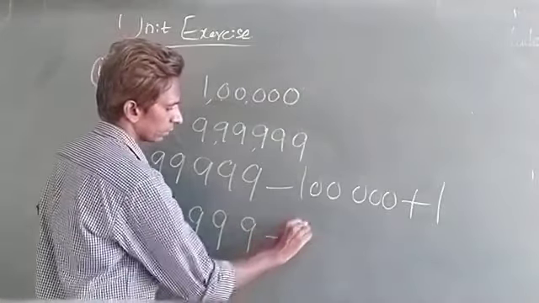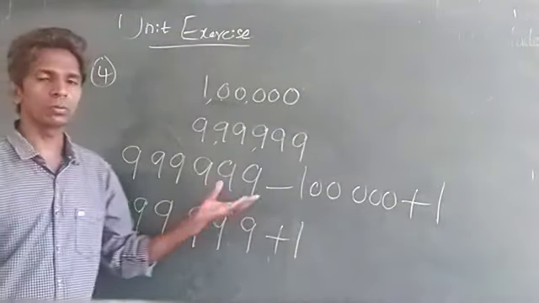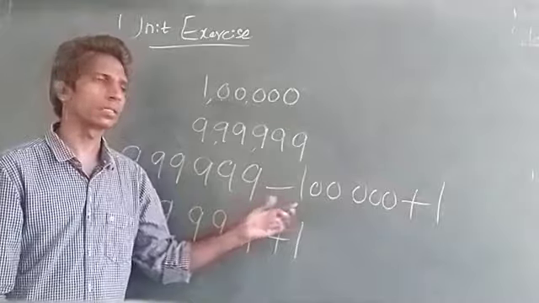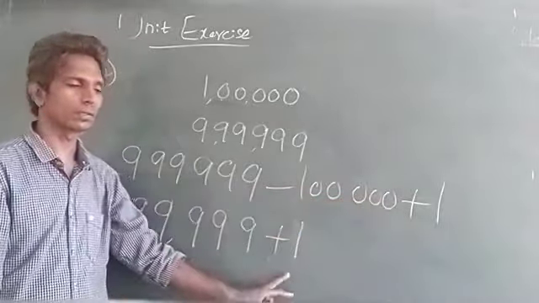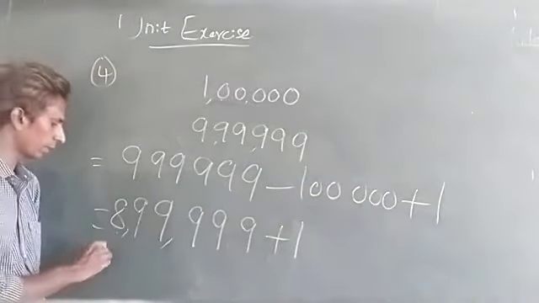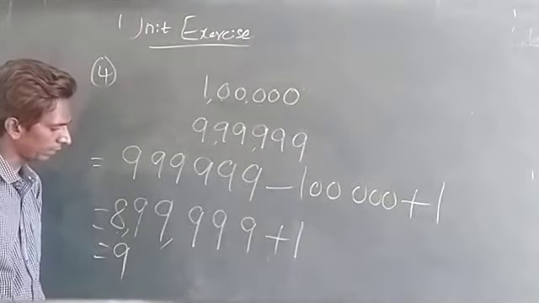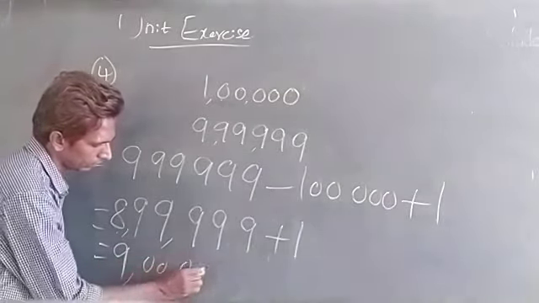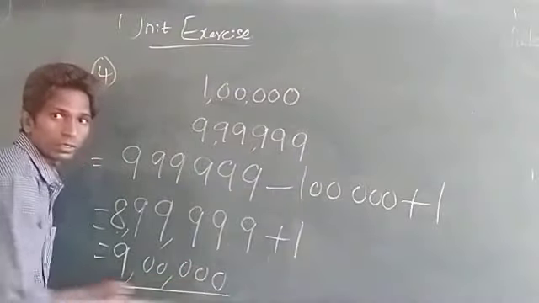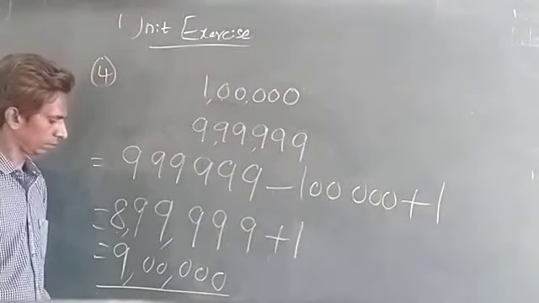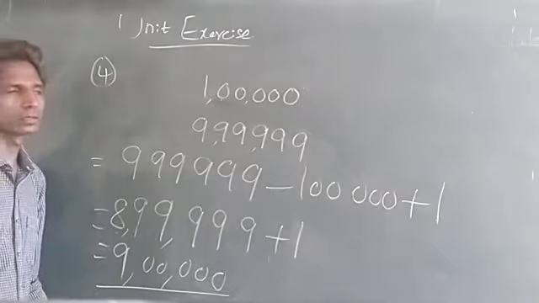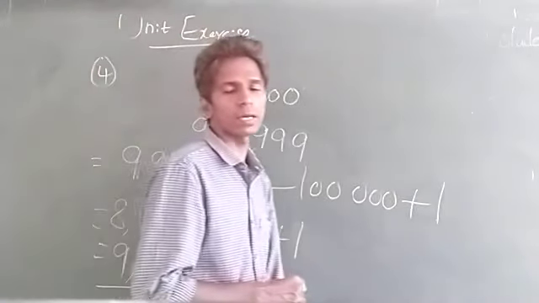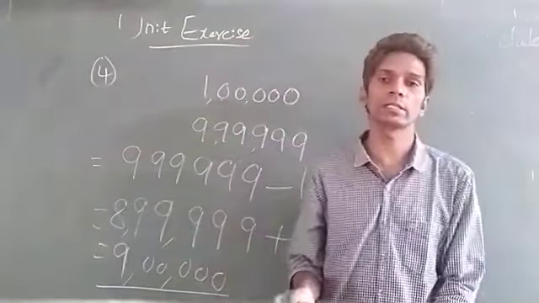So there is one term remaining. Plus 1. I only subtracted, so you want to add the number plus 1. So it will become 9,00,000, that is 9 lakhs. How many 6-digit numbers are there? 9 lakhs numbers are there.